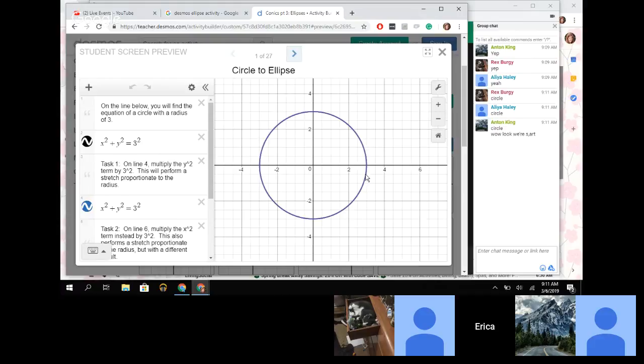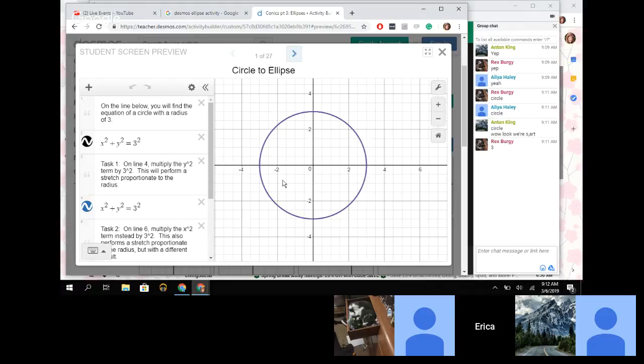So it's a circle, and this equation on line number 2, x squared plus y squared equals 3 squared, represents this circle, okay? And that circle has a radius of what? 3, right? It's got a radius of 3. So it's x squared plus y squared equals the radius squared. That's what we talked about on Monday, and we talked about how to find that radius using the distance formula. So now we're going to start diving into an ellipse and how it's related to a circle.